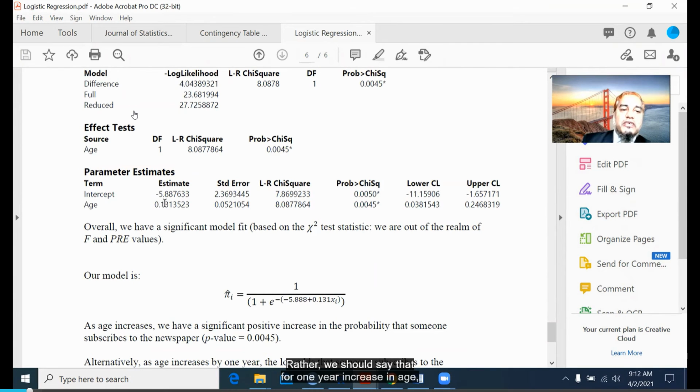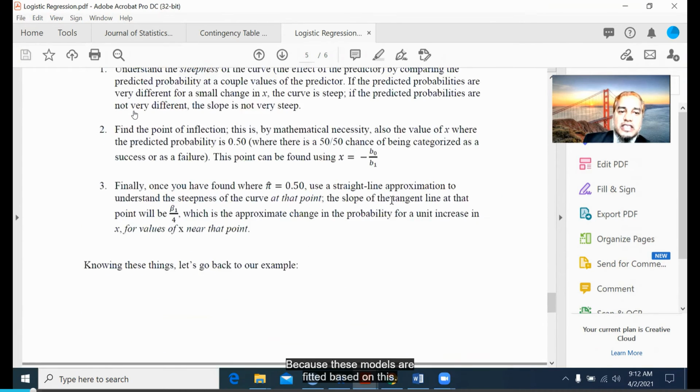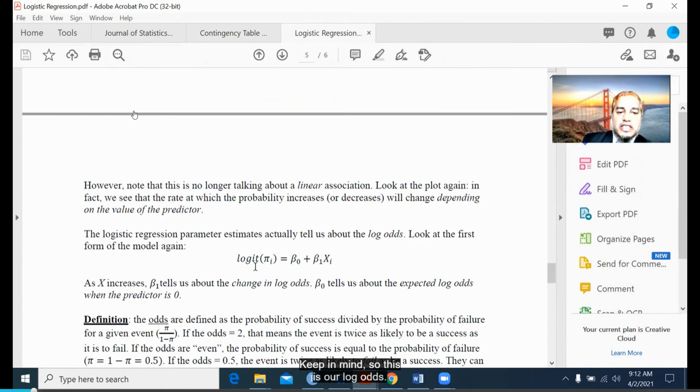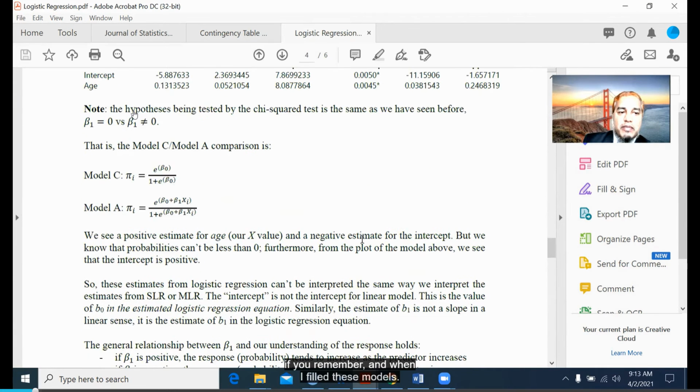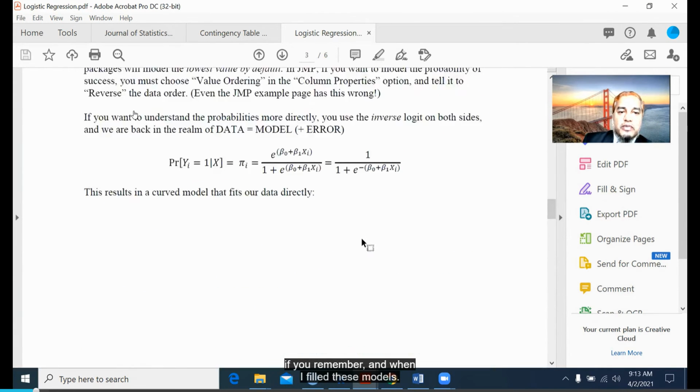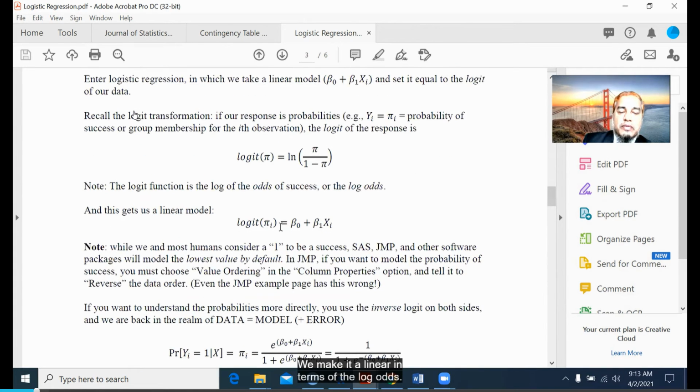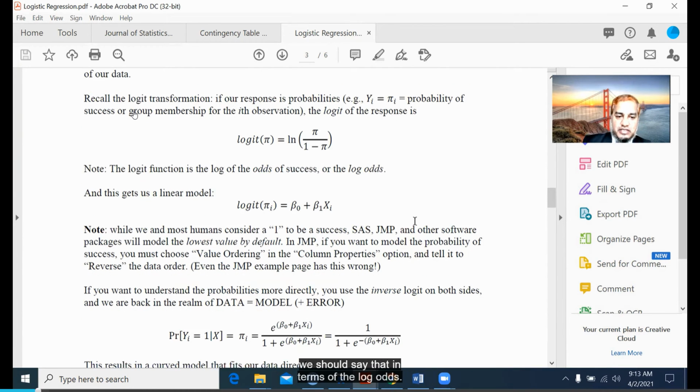Rather, we should say that for 1 unit or 1 year increase in age, the log odds will increase by this, because these models are fitted based on this. Keep in mind, this is our log odds. This is what I said in the last class. When we fit these models, we make it linear in terms of the log odds. So whenever we are interpreting, we should say it in terms of the log odds.